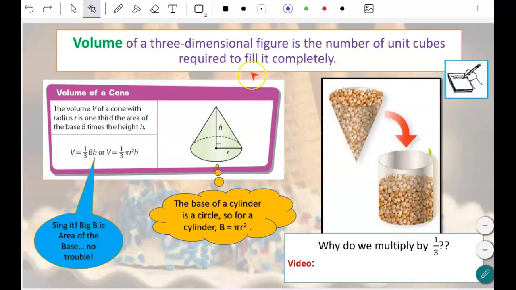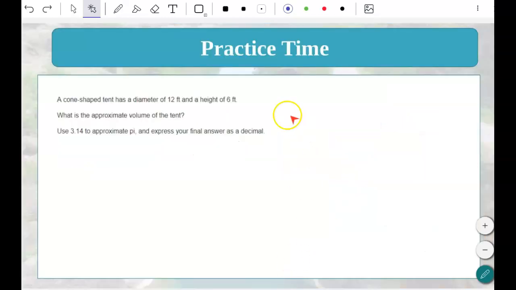Just a quick review. Volume of a three-dimensional figure is the number of unit cubes required to fill it. So remember, it's the filling up. And we're focusing on cones today. So let's go ahead and practice a few problems because it's the applications of cones. I pulled these from the quiz, so please take good notes.